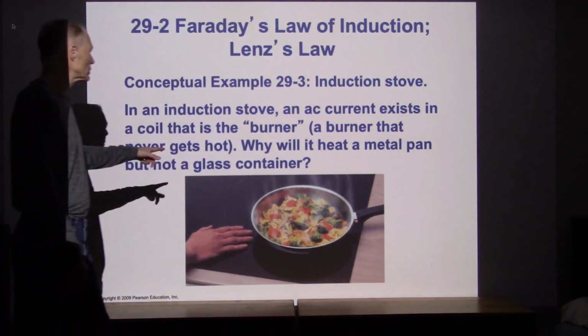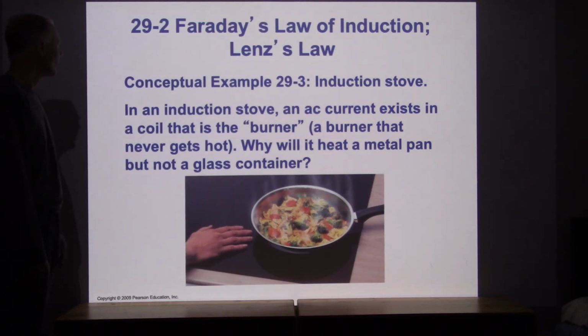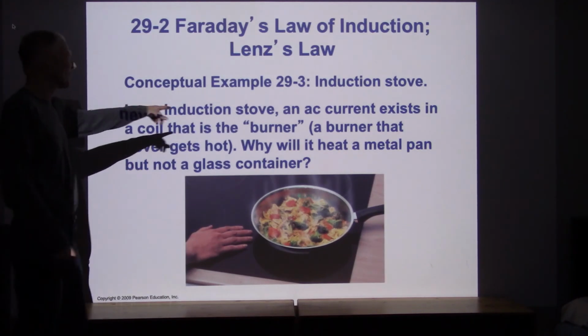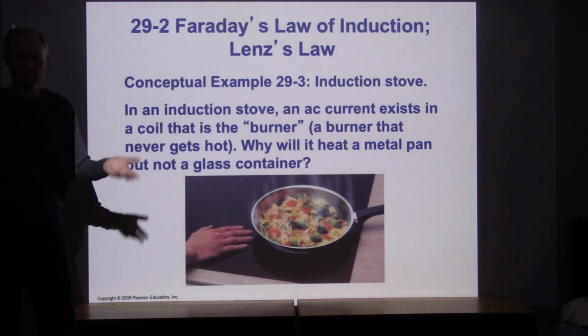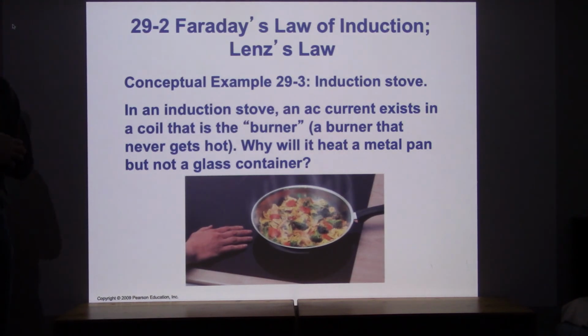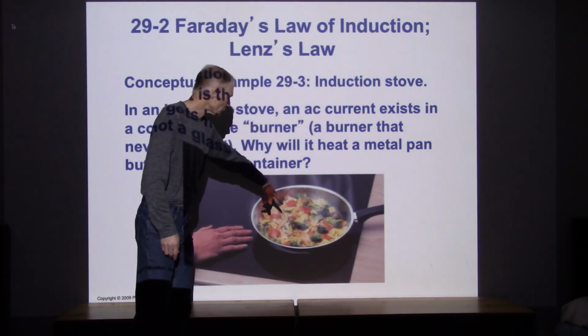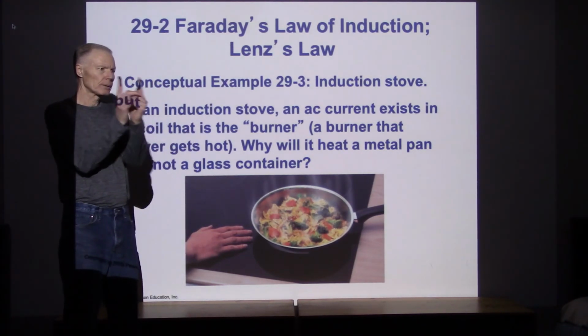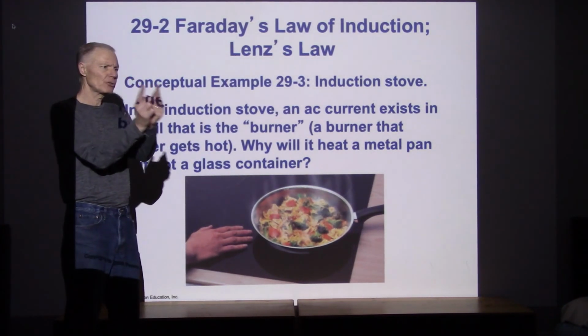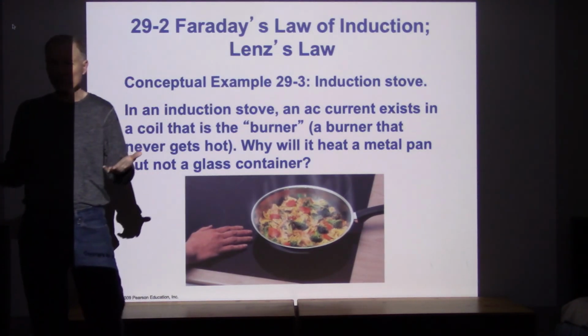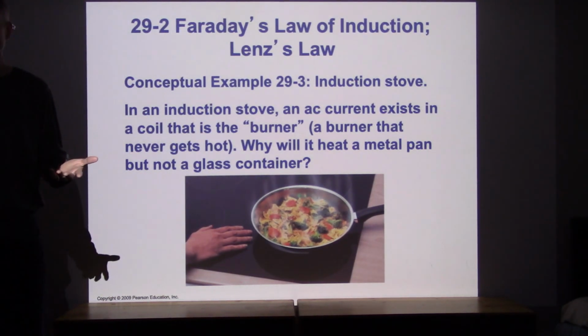So here is an induction range top, and maybe you guys have seen these. In these induction range tops, what we're doing is there's an alternating current in a coil, and they're calling that the burner, but it's not a burner, it doesn't get hot. What does happen is they keep changing the magnetic field, I guess is what they want us to say here. So what's happening in this induction range top is that current underneath there keeps changing direction, and that means that the magnetic field that's being generated keeps changing.